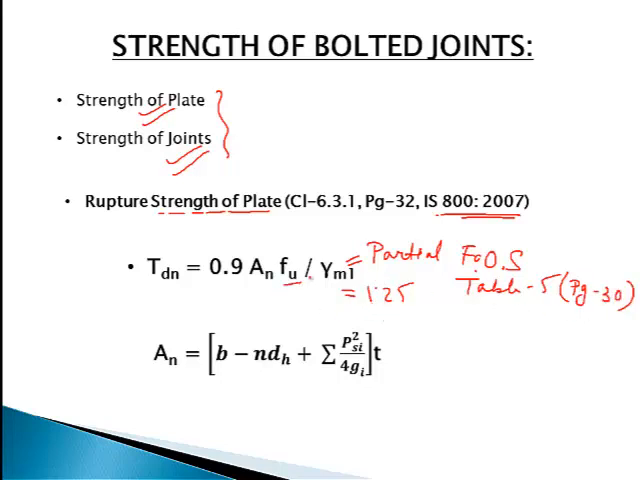Okay, what is Fu? Fu is the ultimate strength of the plate. To plate or tumar lokor grade 2 di thakibo question of fu 4110 mainly use hoy. To fu hobo tumar lokor 410 newton per mm square. Okay, now An, An is given by this long formula in the IS code. So let's see what this formula represents.